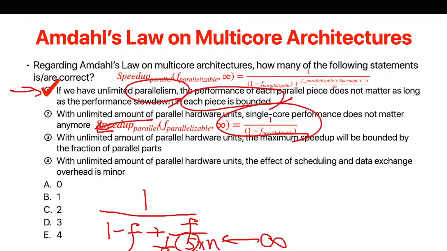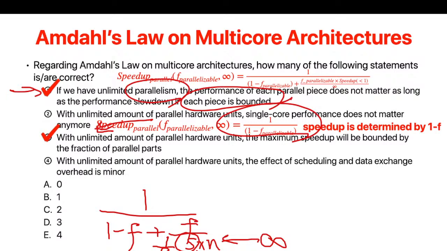So that's what Intel tried to tell you. That's why we are still producing better processors. Single core does matter in many cases, because your speedup at the end will be determined by 1 minus F. Now the third statement: with an unlimited amount of parallel hardware units, the maximum speedup will be bounded by the fraction of parallel parts. Agree? Yes. The fourth: with unlimited parallel hardware units, the effect of scheduling and data exchange overhead is minor.